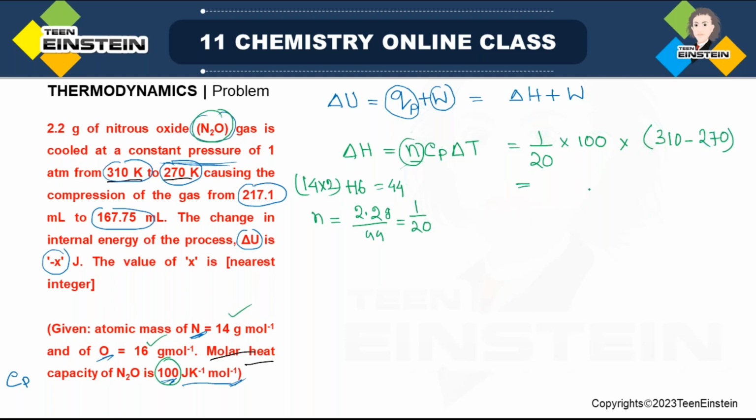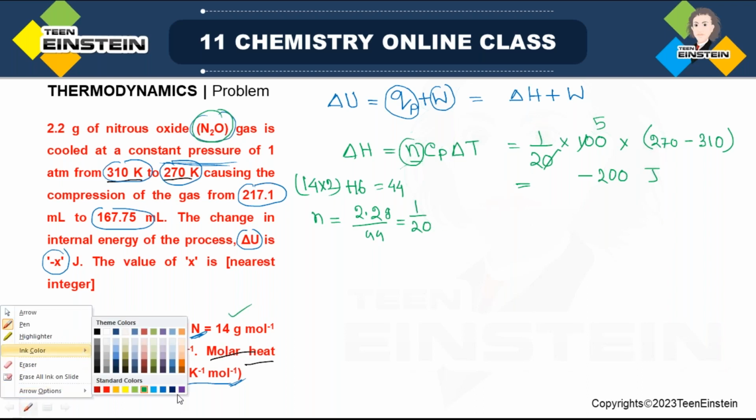Now if we do the calculation for del H, you will see, sorry, here final temperature is 270 because the gas is cooled at constant pressure starting from 310 up to 270. So I will write it first. So it is basically 40. So minus 40, and here we have 5. So it is basically minus 200 joule. So now we are done with del H.